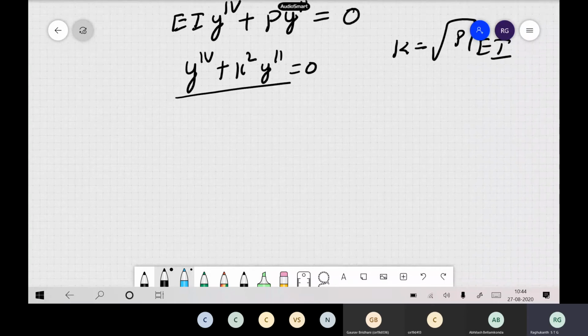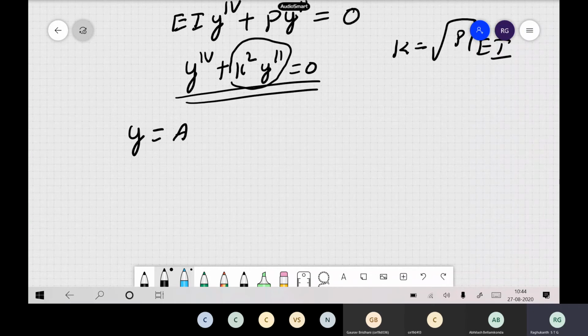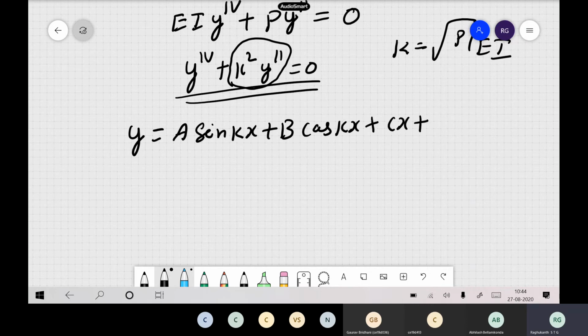We already know the solution for this equation. You can write this as A sine KX, because of this K term. This extra term has come, so you cannot write in terms of polynomials. You have to write in terms of sinusoidal terms: A sine KX plus B cos KX plus C times X plus D. So this is our solution for this ordinary differential equation.